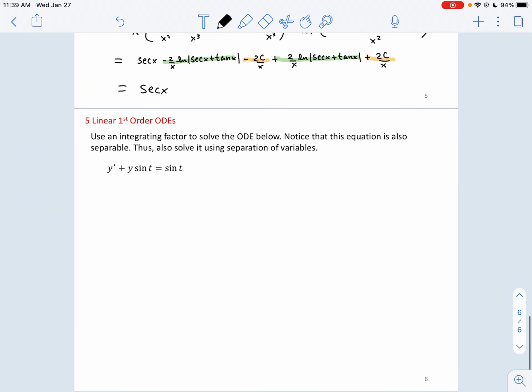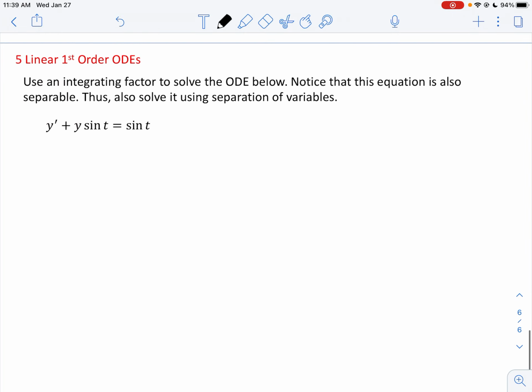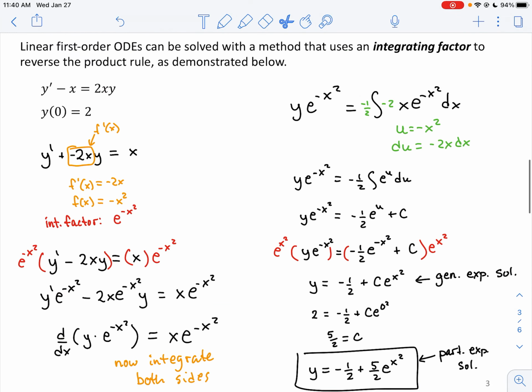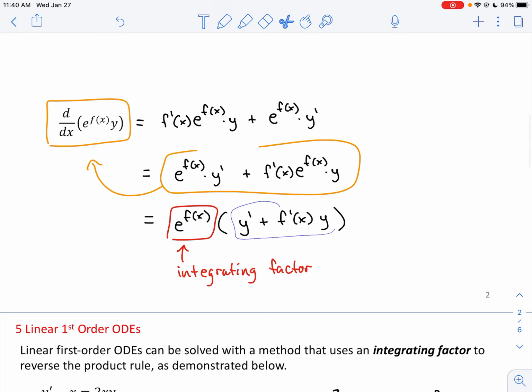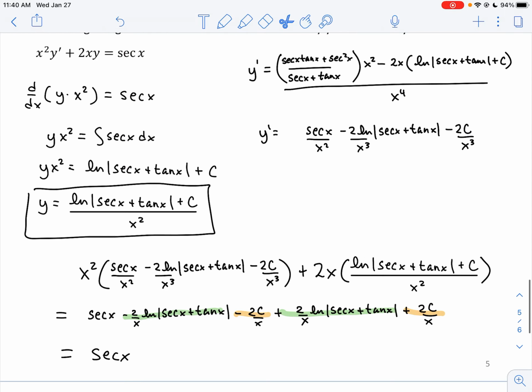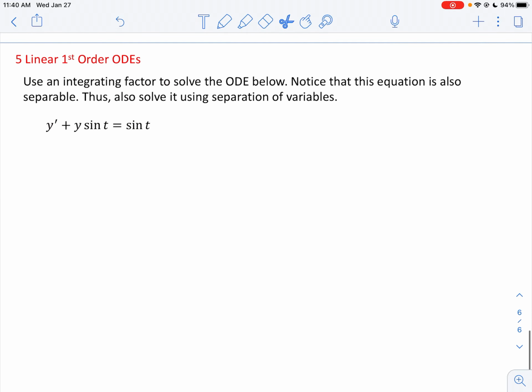Last slide. Use an integrating factor to solve the ODE below. Notice that this equation is also separable, so we're going to solve it both ways, separation of variables and using integrating factors. This is already in the form I want it to be. By the form I want it to be is referring to right here. We have y prime isolated plus some sort of function of the independent variable times y. Now in this case the independent variable is t, not x, but we certainly have that structure right there.